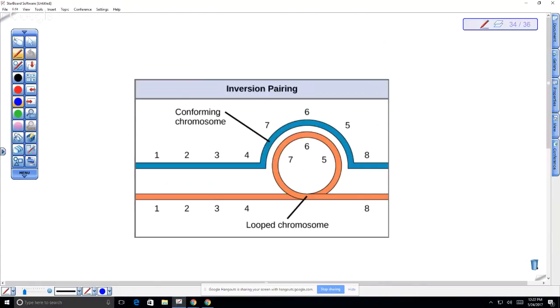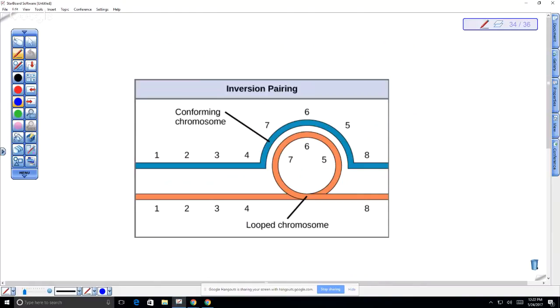Okay, top one is conforming to the bottom one. One, two, three. Actually, the bottom one is conforming to the top one, because we see this. So it was out of order, so then the other chromosome looped itself. Yes. So you get these loopings happening between the chromosomes because they try to line up and they can't.